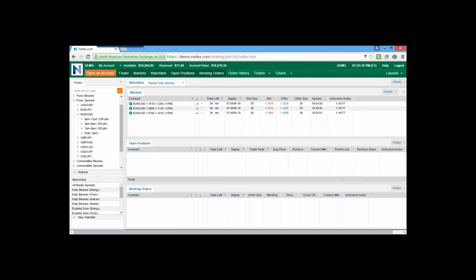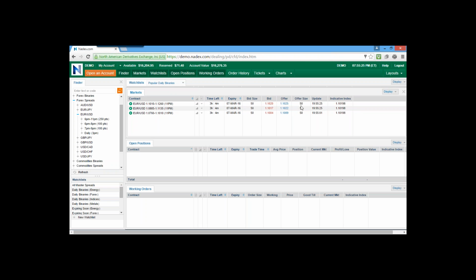Ephraim, what is the number in the bid or ask column right here? Bid or offer? Well, this is the offer side. This is the price you can buy a spread for. This is the bid price. That's the price you can sell a spread for. So that's the price.